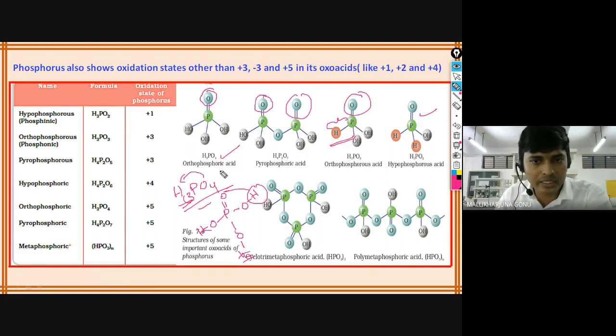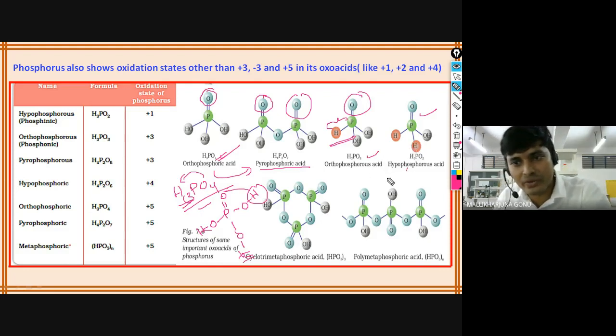The most important ones are orthophosphoric acid and orthophosphorus acid. From these two, for example, if you want to write pyrophosphoric acid, it is the dimer of orthophosphoric acid. If you combine two molecules and remove a water molecule, that's how pyrophosphoric acid forms. If you want to write pyrophosphorus acid, the same way you combine the two and remove the water molecule. That's how it can be done.